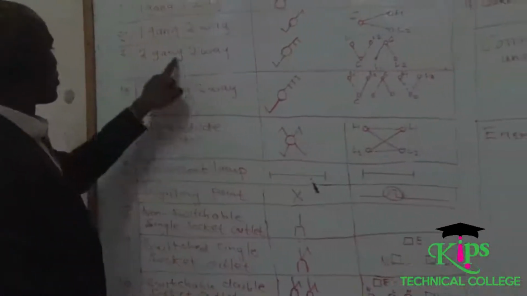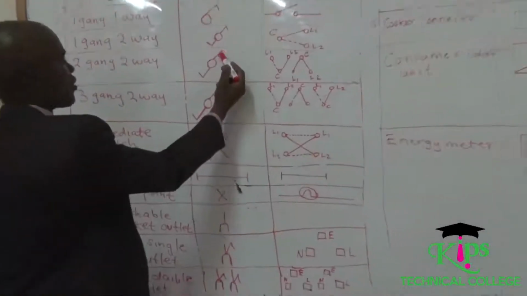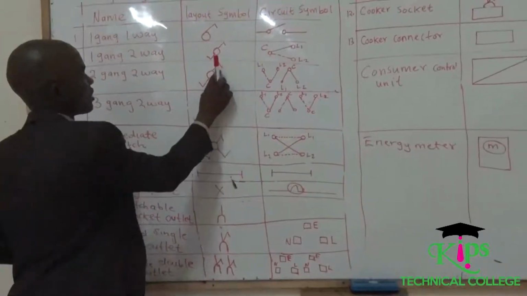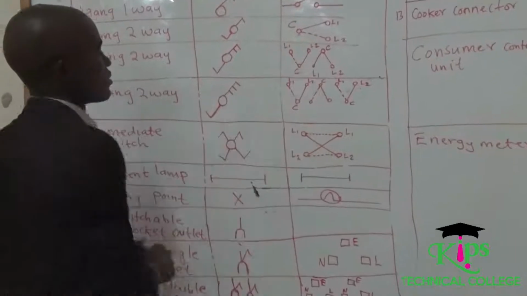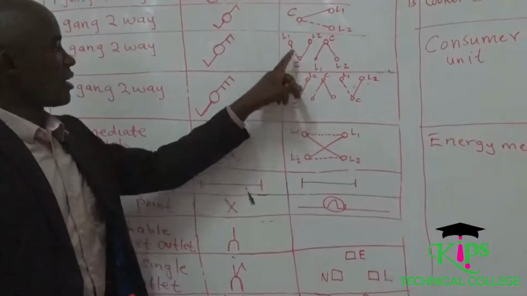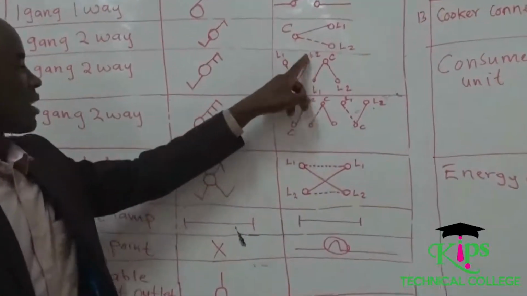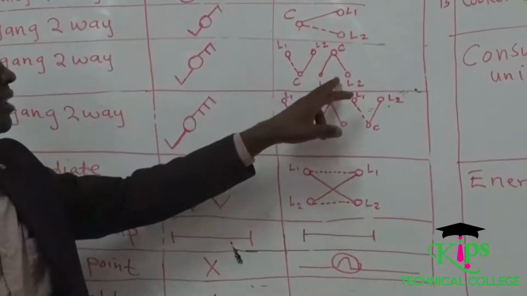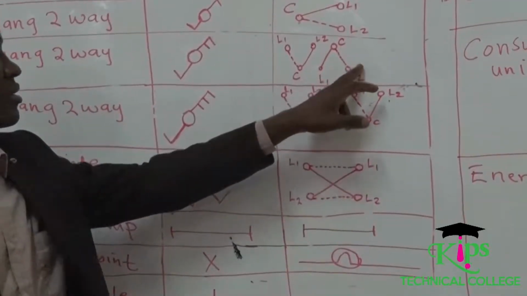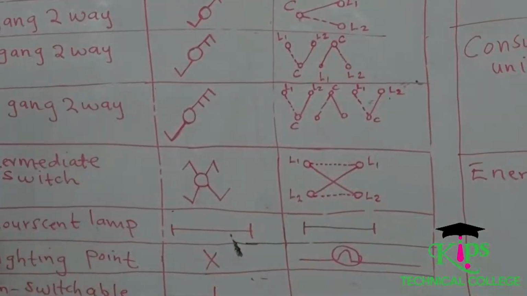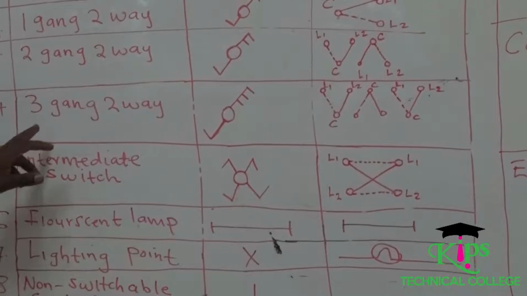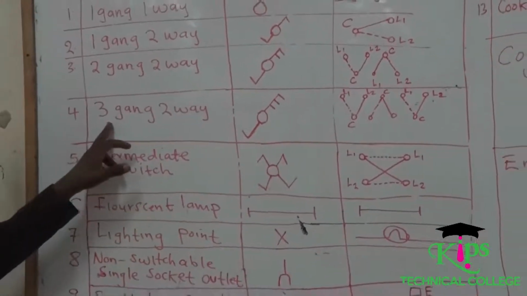So when you are writing a two-gang, two-way switch, remember you can indicate these. This one represents gang 1, gang 2. And of course you can see this is the common, line 1 for button 1, line 2 for button 1. This is line 1 for button 2, line 2 for gang 2, and this is the common for gang 2.